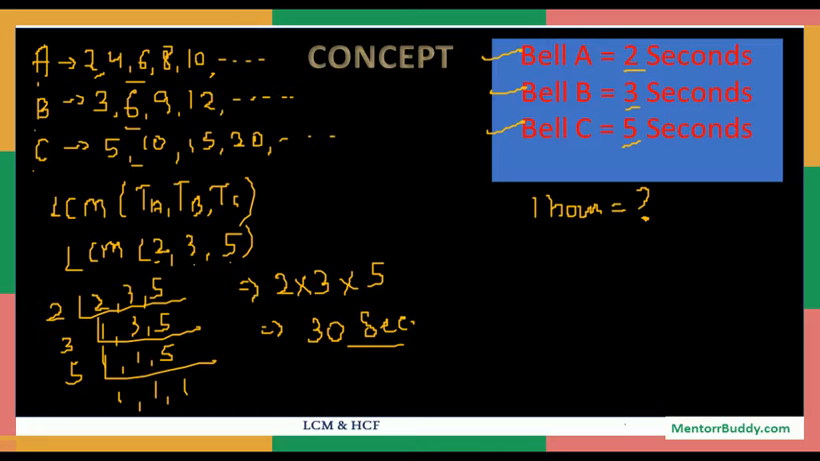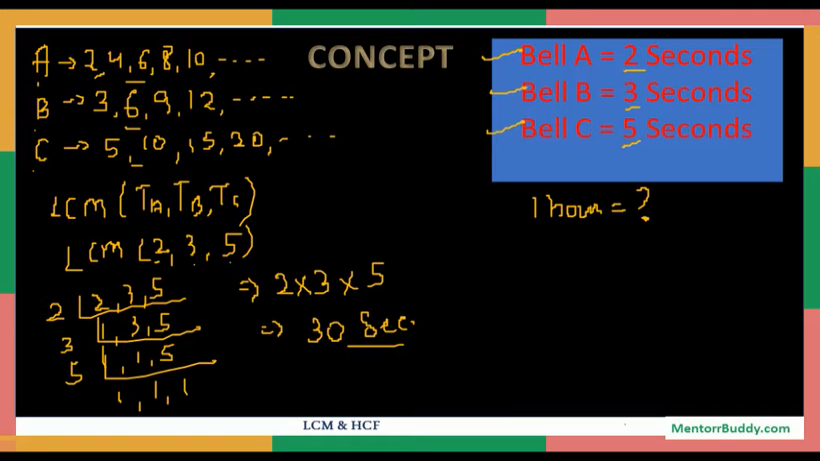One more thing we can observe here in calculating the LCM of 2, 3 and 5 is that there is no prime factor common in 2, 3 and 5. If no prime factor is common, the product is going to be their LCM.